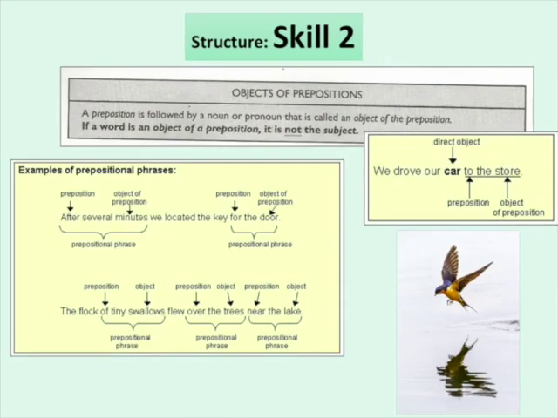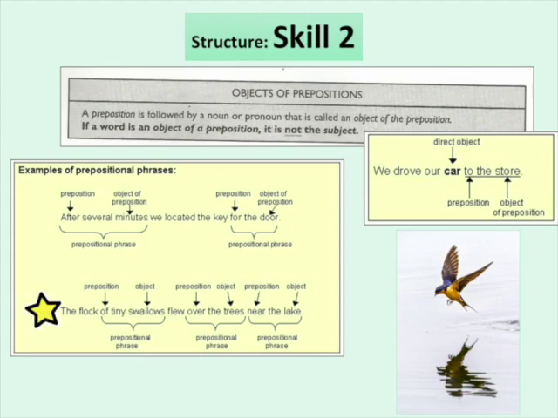Let's look at some more examples. So in this sentence, after several minutes, we located the key for the door. We have two prepositional phrases. First, we see the preposition after. Okay, the noun after the preposition, minutes, is the object of the preposition. Then there's another preposition, for, and the noun after the preposition is the object of the preposition, the door.